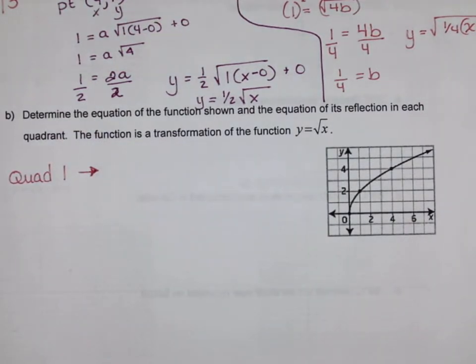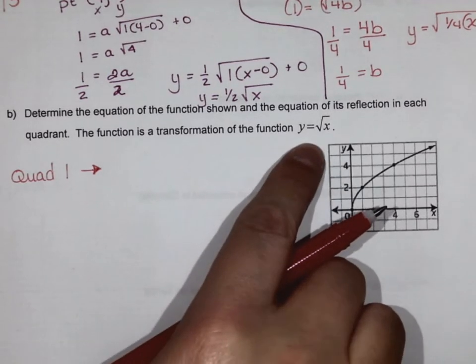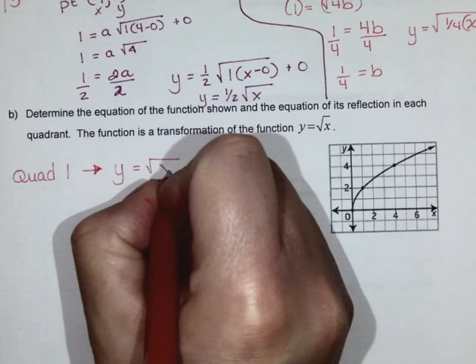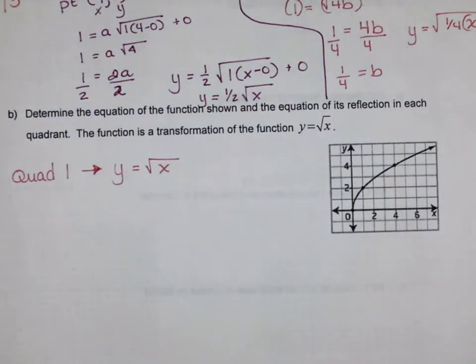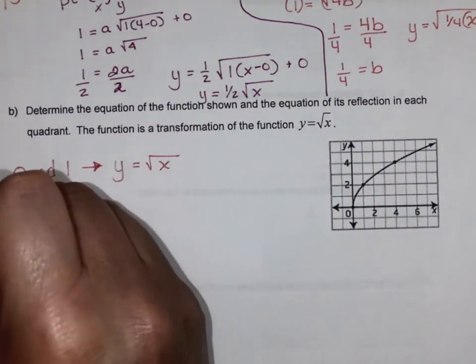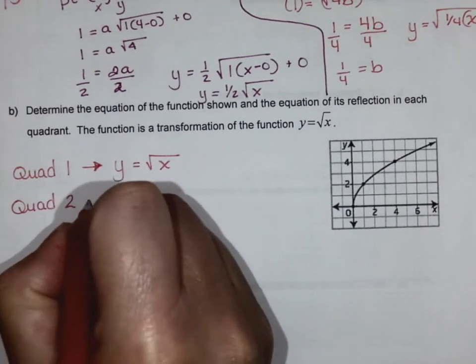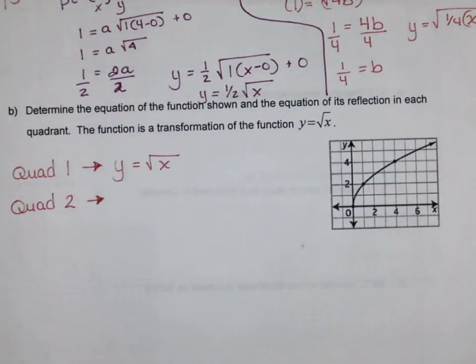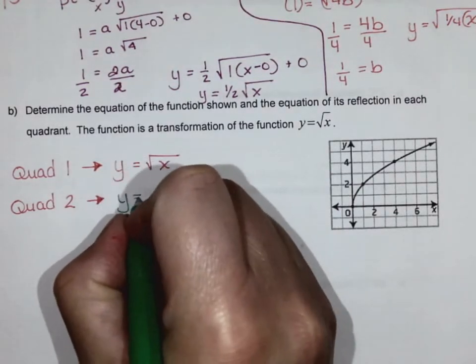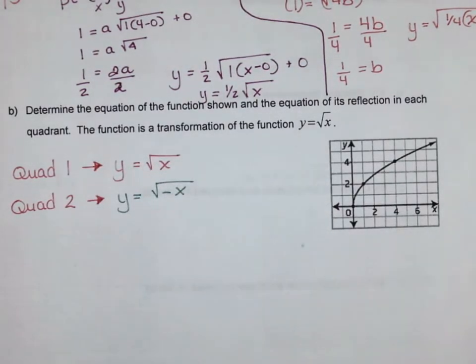what would be the equation for this? Hint, hint, it's in quadrant 1. Y equals root x. Good job. Any reflections there? No. Okay, so let's move on to quad 2. If we reflected it to quad 2, y equals root negative x. So what are we reflecting in? The y-axis, right? So it's going to be y equals root negative x, because we just want to mirror it in the y-axis. Okay, now we're good.